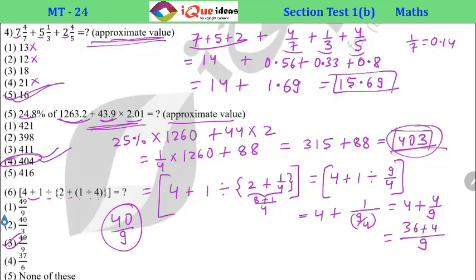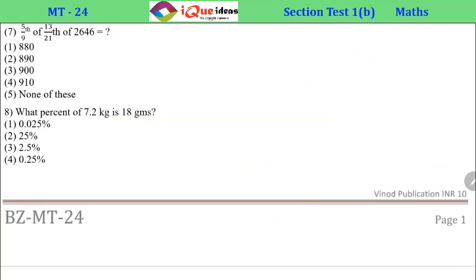Okay, now let's go to the next question. Now the seventh question, it says 5 by 9th of 13 by 21th of 2646. I think a simple calculation. 5 by 9 into 13 by 21, into 2646. See how much you can simplify, right? I think 2 plus 6 is 8 plus 4, 12 plus 6, 18. So 9 directly divides 2646. Let's see how many times. 9 2s are 18, then 84, 9 9s are 81, then 36, 9 4s are 36. So it is 294. Then 21, check if it divides 294. No, it does not divide 294.